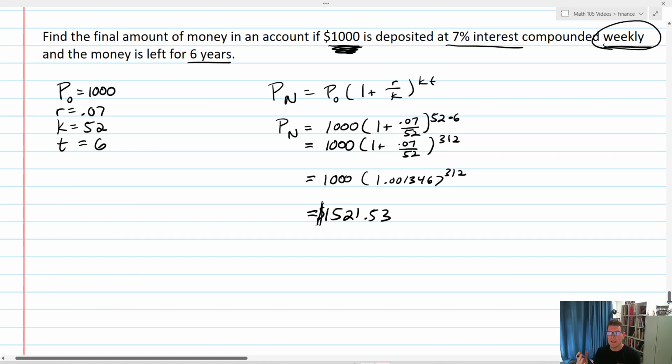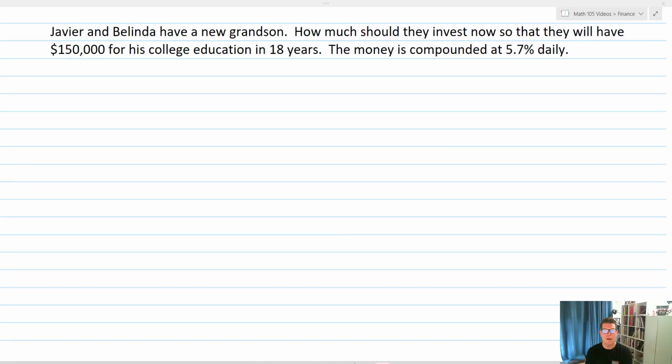Read your problem carefully, put in the values for your variables, put those values into the equation, and then make sure that you're following the order of operations as you're putting it into your calculator so that you can get the correct answers. All right, let's look at a different kind of problem. And this kind of problem is somewhat practical. It's a little bit basic, but it's kind of an idea that we oftentimes think about.